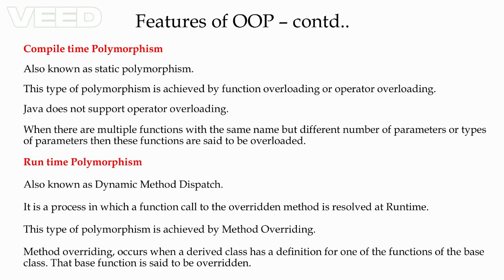What is compile time polymorphism? It is also known as static polymorphism. This type of polymorphism is achieved by function overloading or operator overloading. Java does not support operator overloading. What is runtime polymorphism? It is also known as dynamic method dispatch. It is a process in which the call to an overridden method is resolved at runtime. This type of polymorphism can be achieved by method overriding.